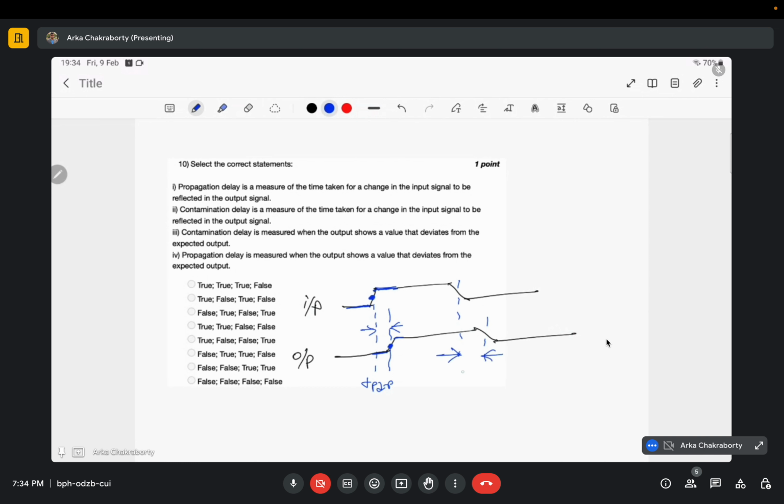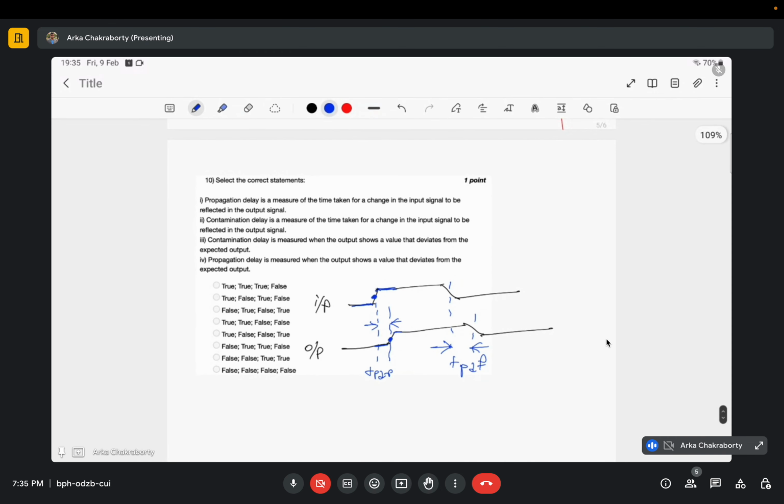It is TPD fall. And this rise and fall will be different. It doesn't need to be the same. It depends on the capacitances, because the rise mostly depends on the PMOS stack, and the fall depends more on the NMOS stack and how you have designed it. So the propagation delays for rise and fall will not be the same, and it may vary, and it generally varies. Okay.